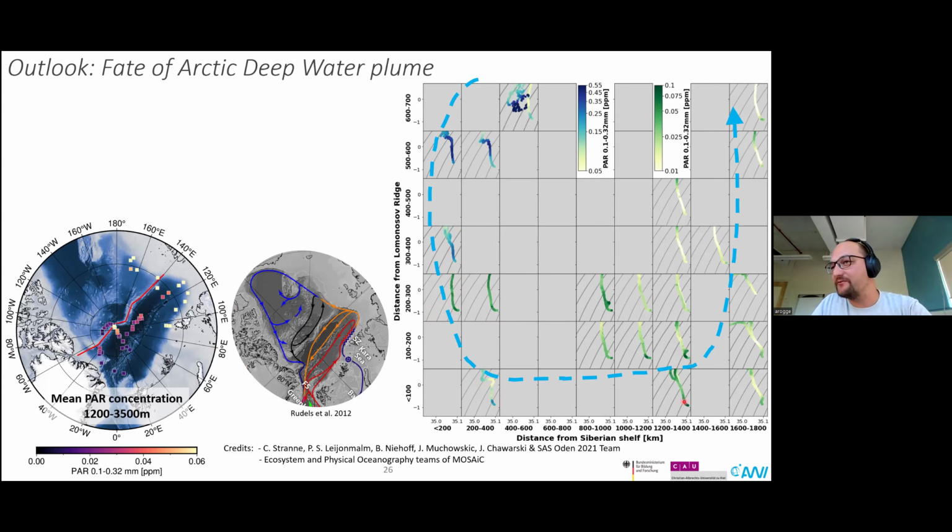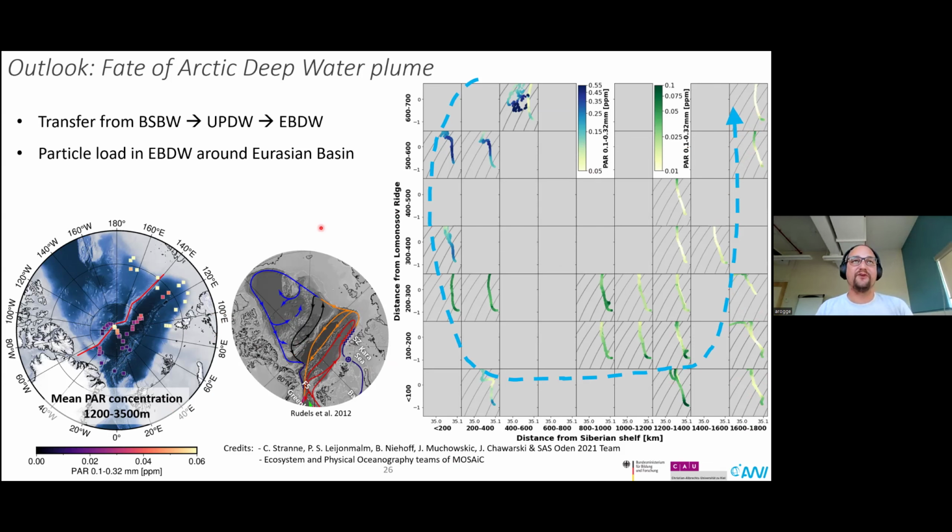And if we follow that, we see it also in that TS plot, for example, from MOSAiC and from the SAS Odin cruise, but we also see it close to Greenland, where the water is circulating around. And we even see it at the exit close to Fram Strait here, that little nose. So this is still work in progress, but I find it really astonishing that we see a process which is transporting a certain particle load all around the Eurasian Basin. So, just what I showed you, there's a transfer from the different water masses towards the Eurasian Basin deep water.